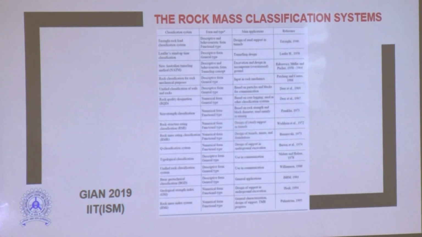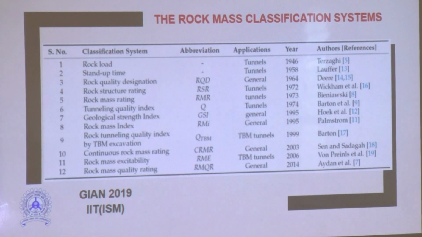It is not visible very clearly. This is basically showing you the evolution of different classification systems. In detail, you can see this. The journey started from 1946 by Terzaghi. He proposed a classification system based on rock load and application to tunnels. And now today ending here in 2014, the rock mass quality rating system. And still there is scope for development.